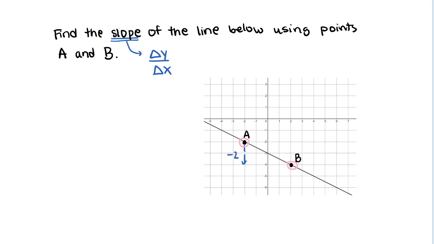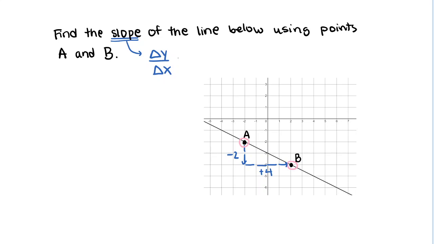The y value decreased. And if I'm continuing this way, if I'm going from A to B, well, what's the change in x, the horizontal distance between these 2 points? Well, that's +4, right? I'm going from an x value of -2 to an x value of +2. That's a change of +4 in the x values.